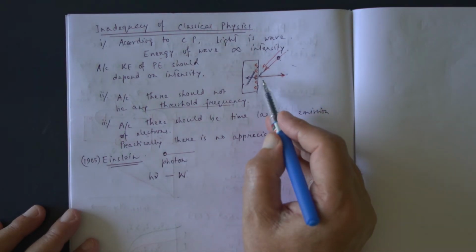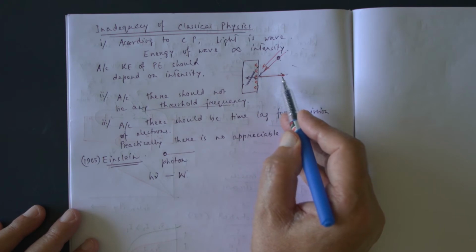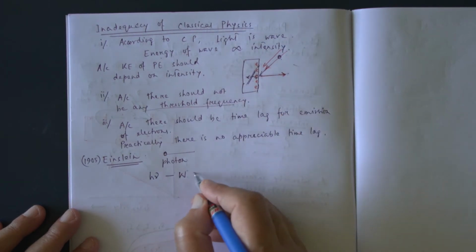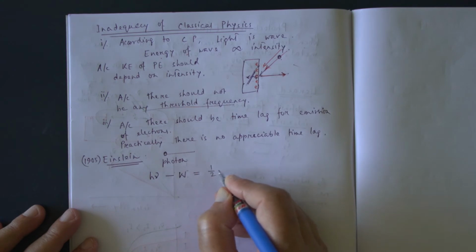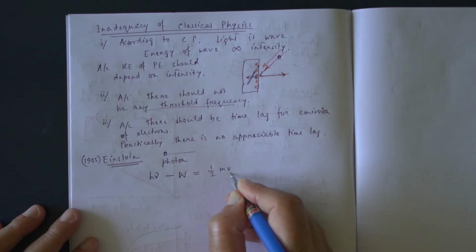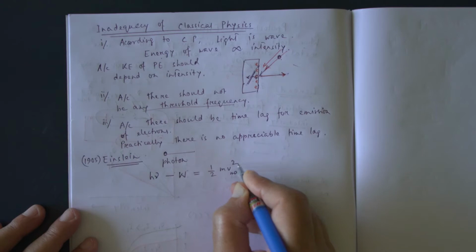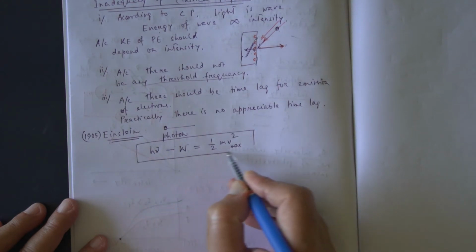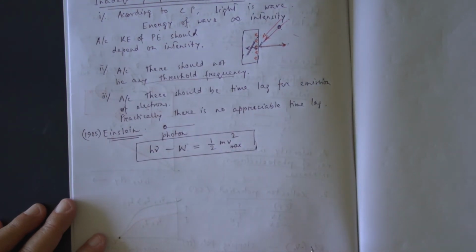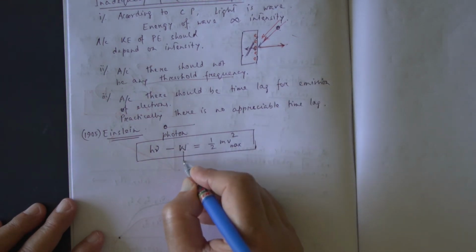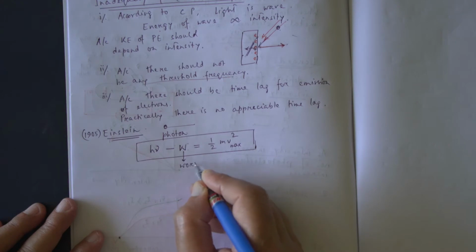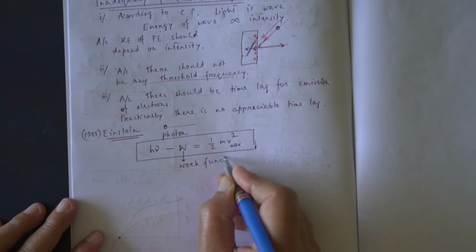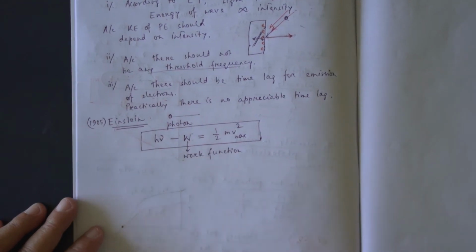Since energy can neither be created nor destroyed, this is the maximum kinetic energy of the photoelectron. And this is known as Einstein's equation of photoelectric effect. And W is called the work function of the metal.